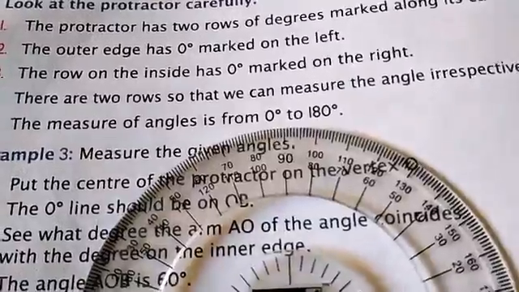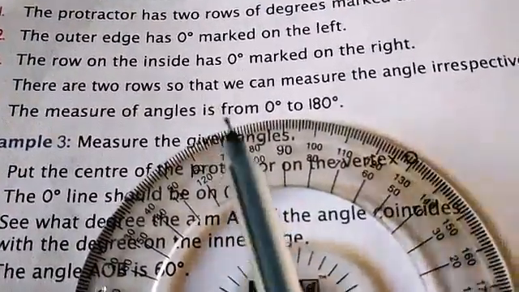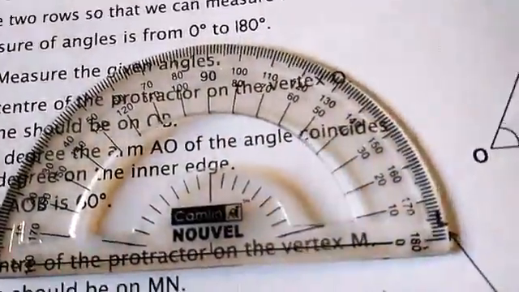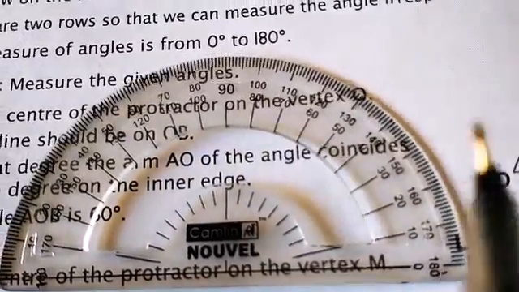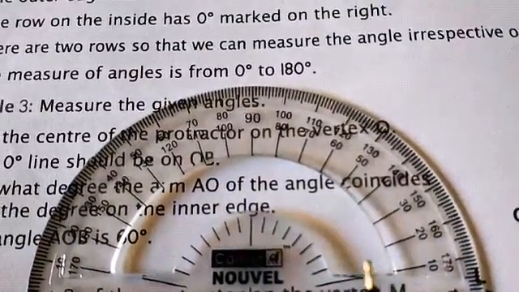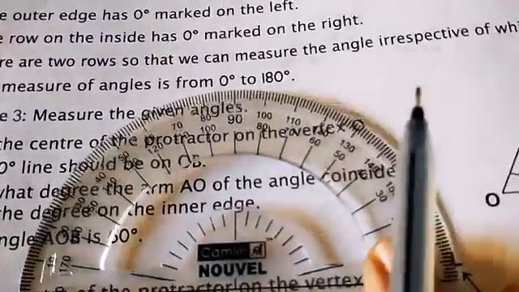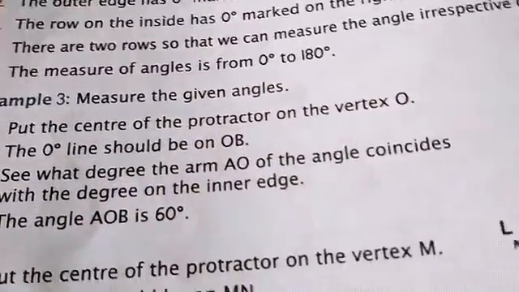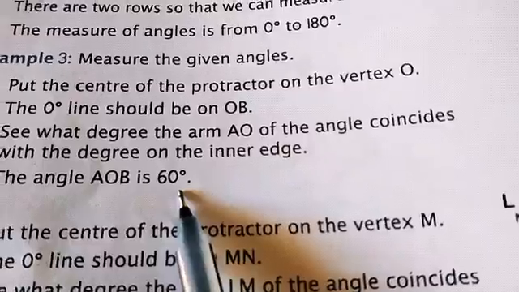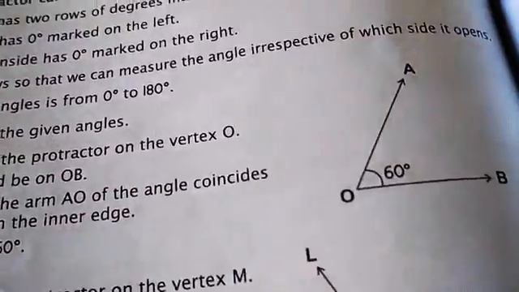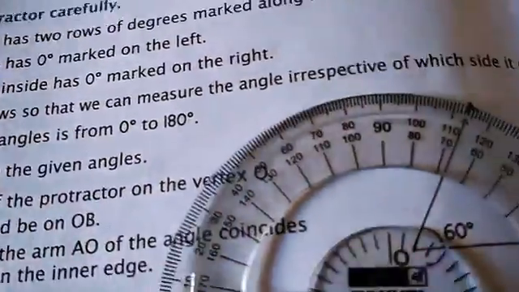The measure of the protractor is always 180, so the measure of any angle will be within 180. Now here we can see one example. They have done a measurement of a 60 degree angle. So take your protractor and put it here.